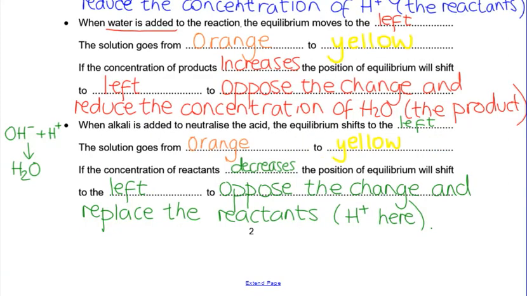According to Le Chatelier's principle, if the concentration of the reactants decreases, then we're going to have to shift left to replace those reactants. And so it's going to go towards that yellow side. So make sure you can explain changes in concentration and their effect on the position of equilibrium. Remember, we're not going completely left or completely right, we're still in equilibrium, we're just shifting a bit more to the left or a bit more to the right.